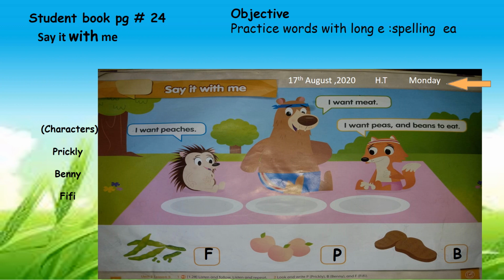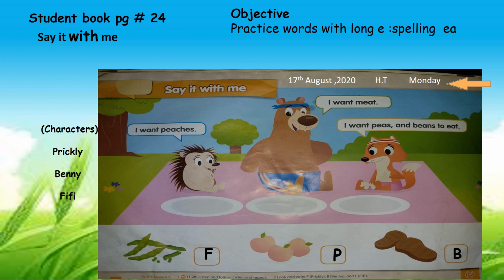There is also a small square given. In the square, you have to write capital B because Benny wants to eat. You have to write capital B in that box. Now look at Fifi picture and what's written in the speech bubble?